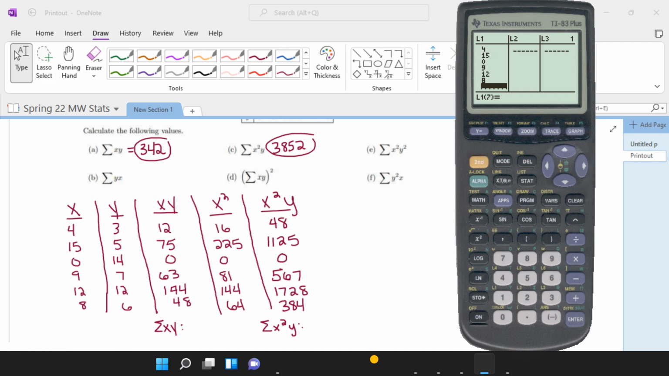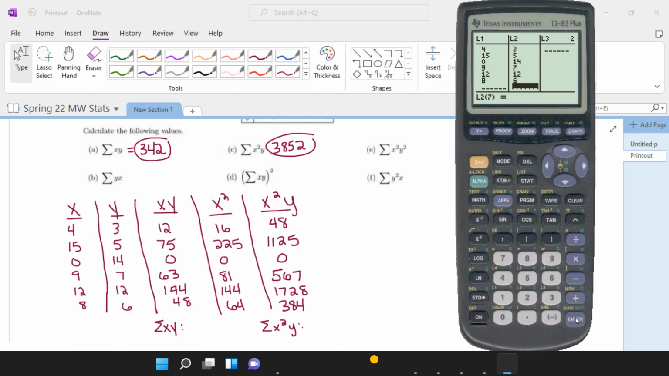So now we want to go to our Y list. So I'm going to go over to the four arrows here and just go to the right into L2. And I'm going to put my Y list there. So I'm going to go 3, enter, 5, enter, 14, enter, 7, enter, 12, enter, 6, enter. So I have both my lists there.